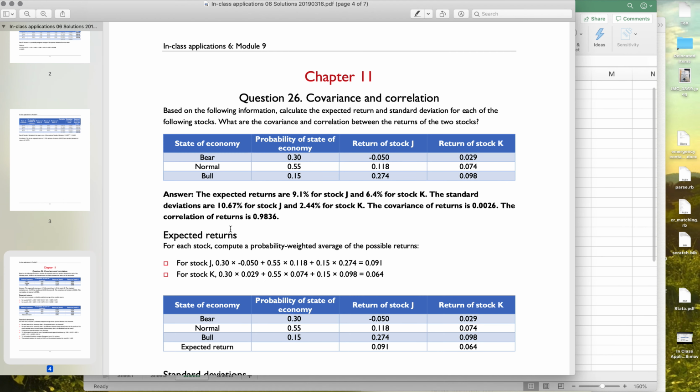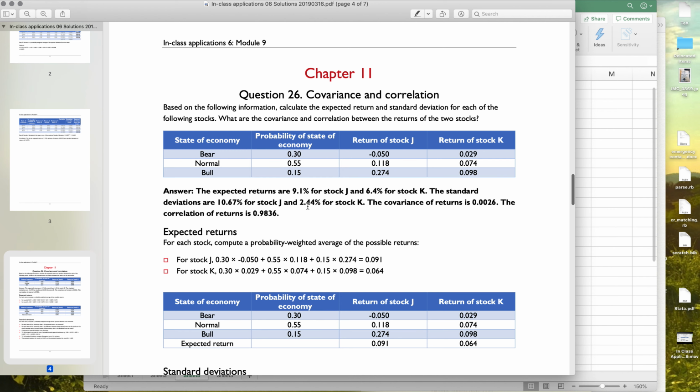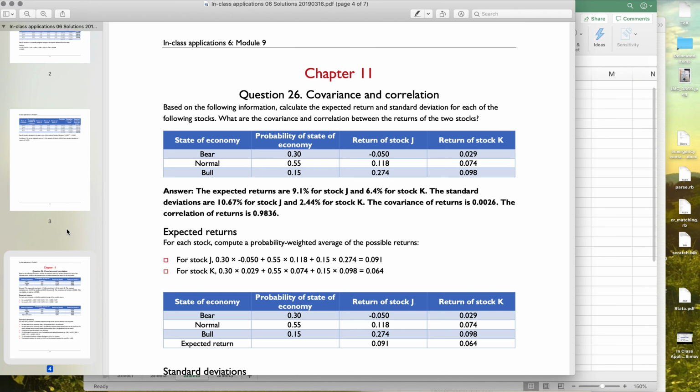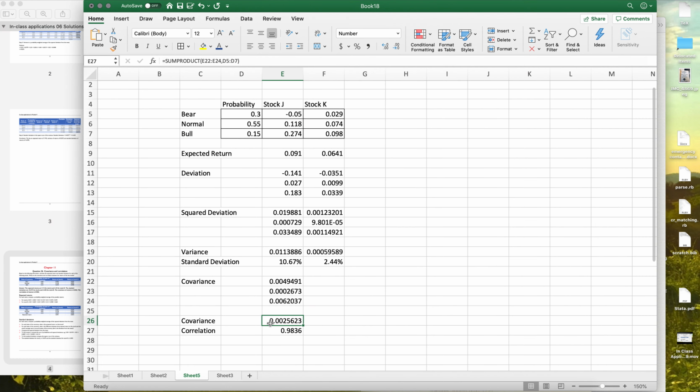So let's just check our answers and make sure. We've got 10.67 and 2.44. We already saw that. Oh, I should have put bull here. That's what it is. And then the correlation is 0.9836. We could not have gotten that if the covariance had been incorrect, and so we got both of those.